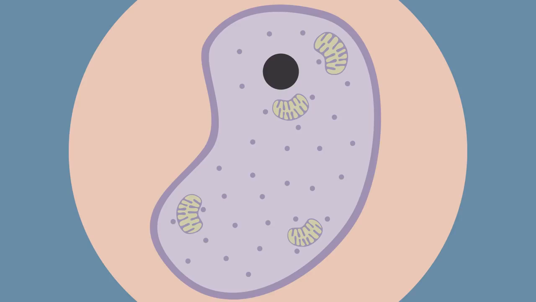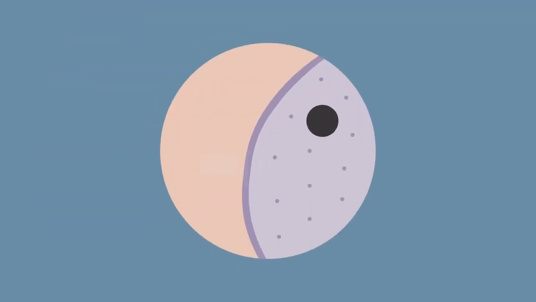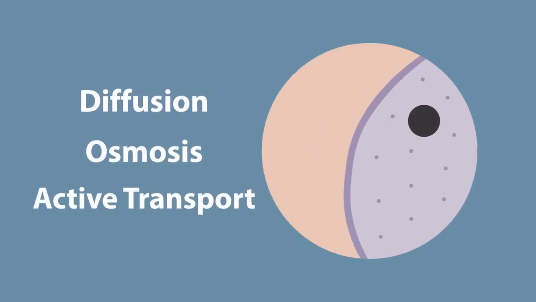So from these two parts, you should know how cells take in substances and get rid of waste by diffusion, osmosis, and active transport.